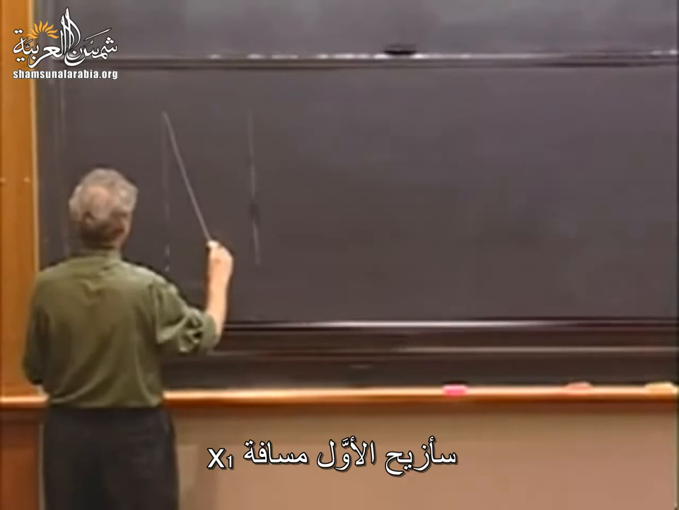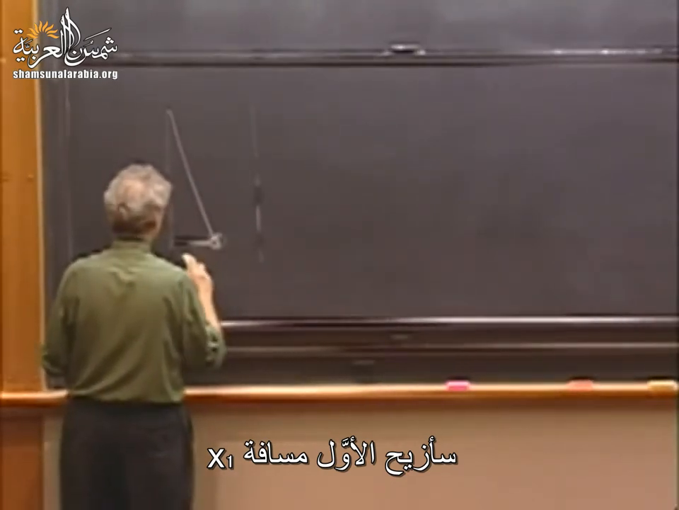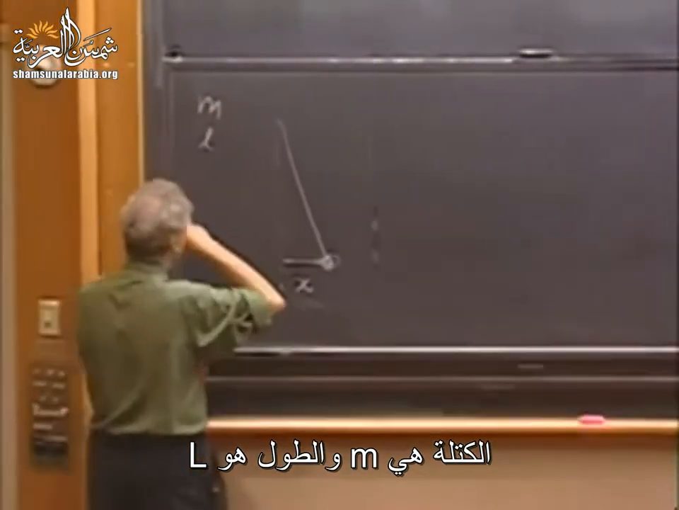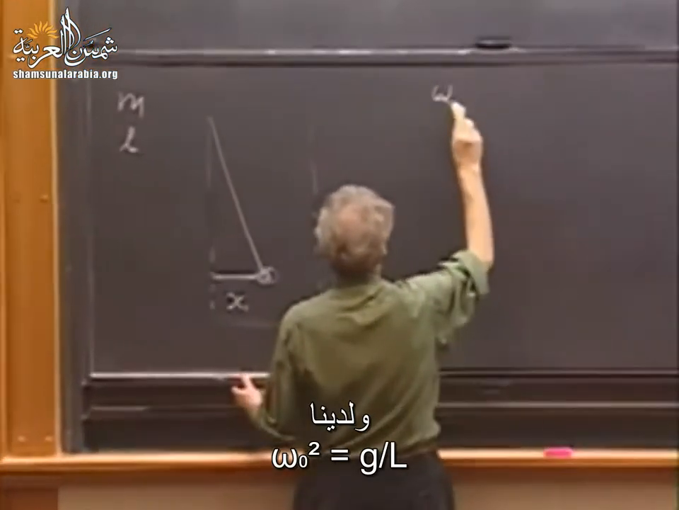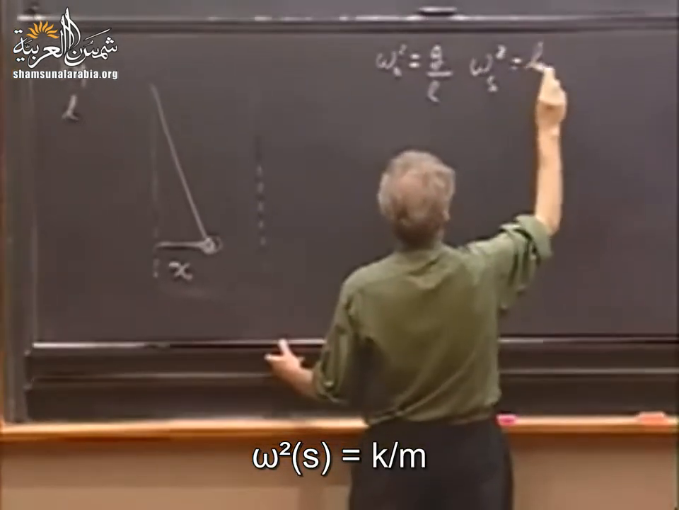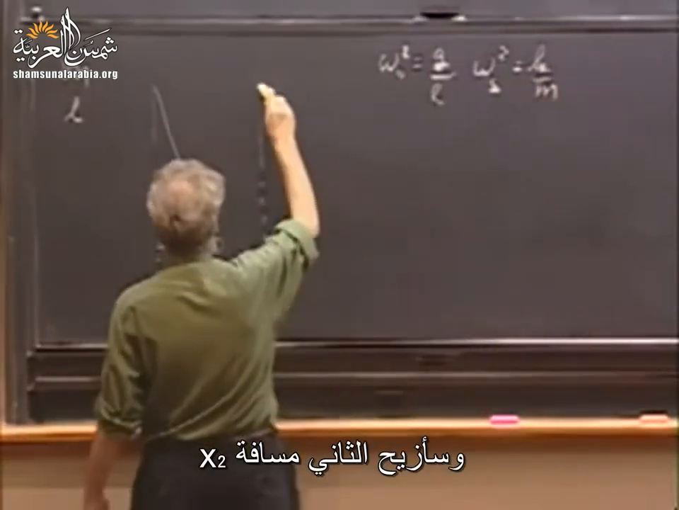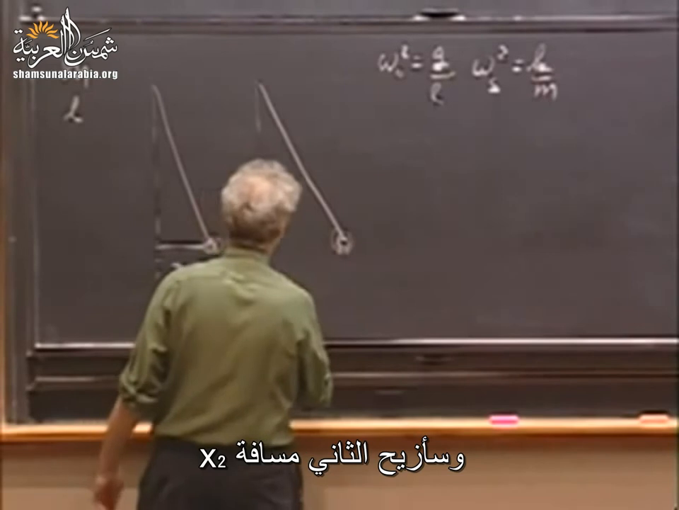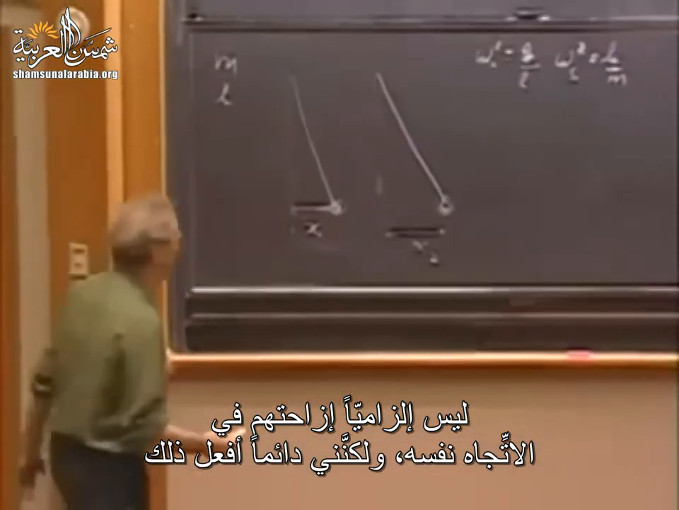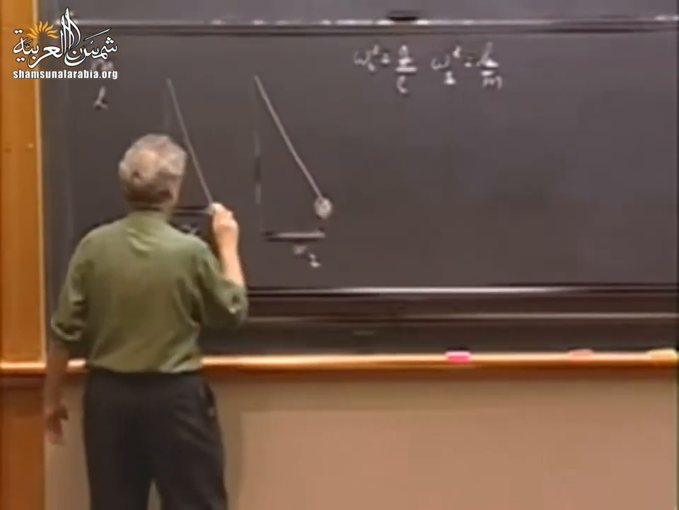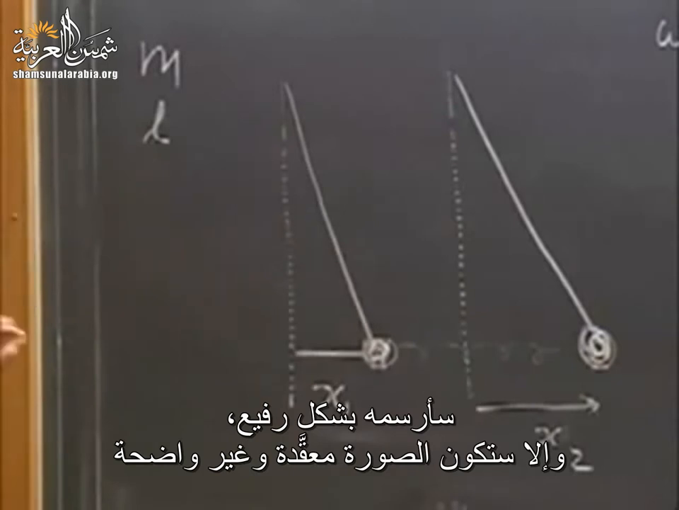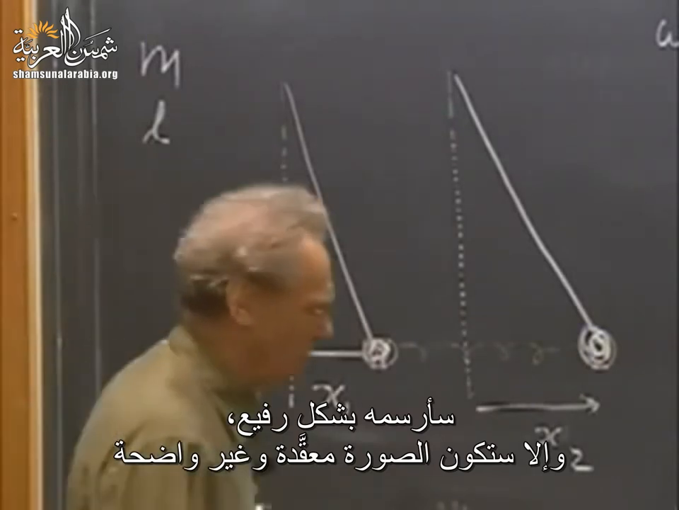Okay, if you're ready, I'm going to offset the first one over a distance x1. So they have mass m, they have length L, to remind you. And we are going to have omega 0 squared equals g over L, and omega S squared equals k over m. And this one I offset over a distance x2. Notice, you don't have to do that. I always offset them in the same direction. And then there is this spring that connects them. I will just make the spring very thin, otherwise the picture becomes a little too complicated.